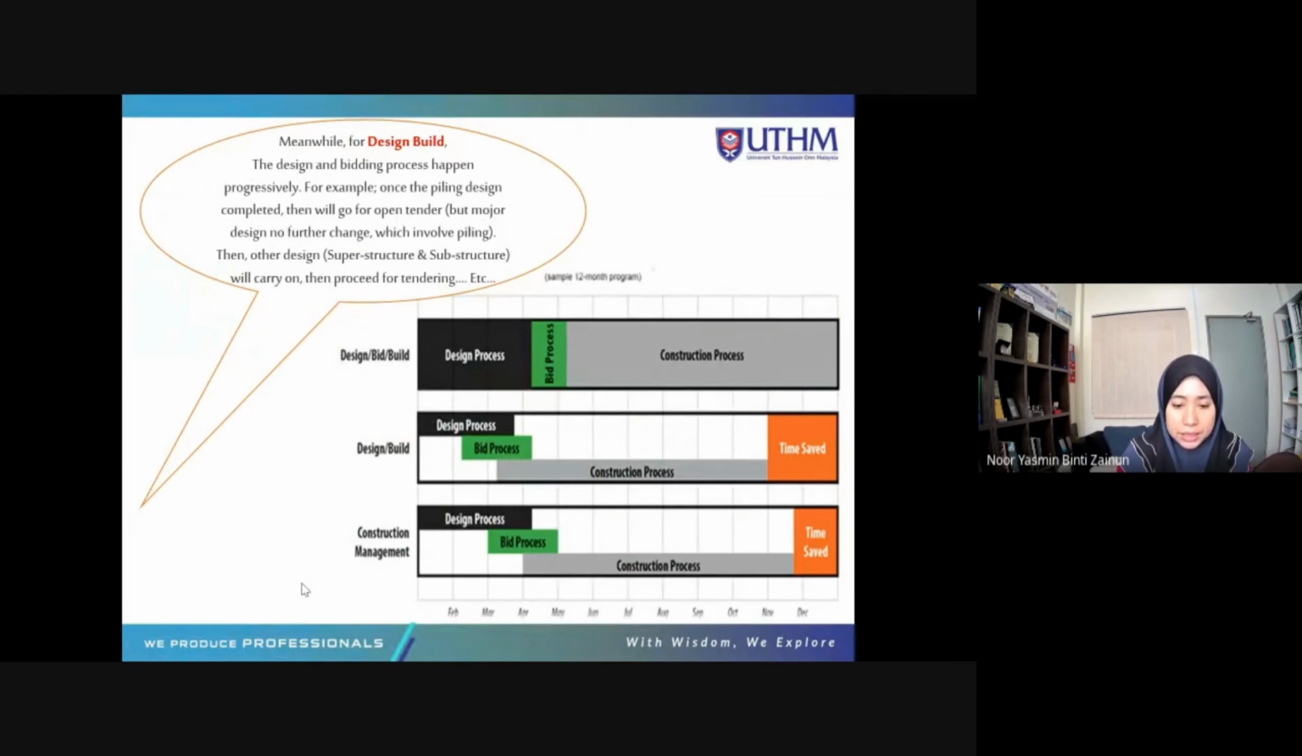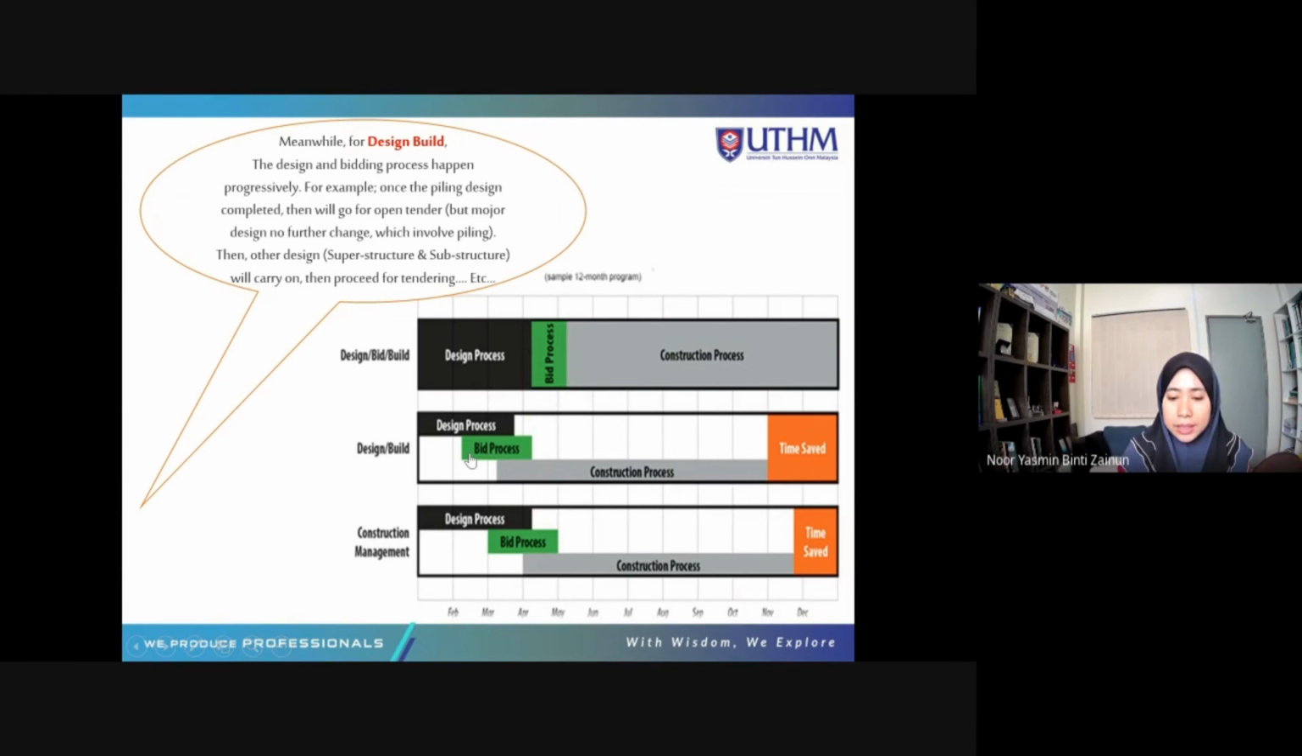But for design build, the designing and bidding process happen at the same time. We have finished the design for piling, for example. Okay, when the piling design is completed, then we can open the open tender.